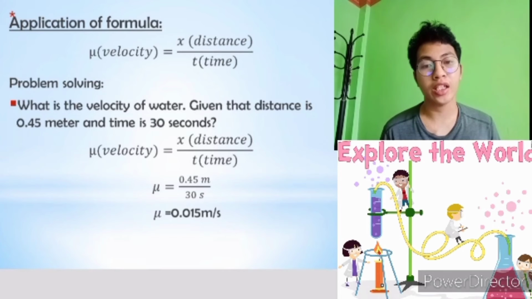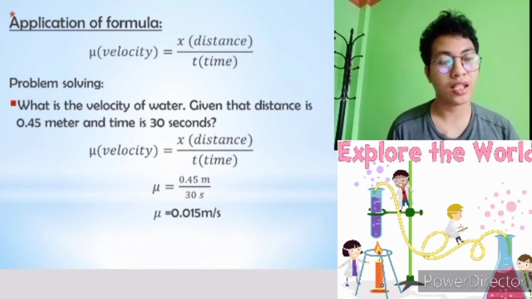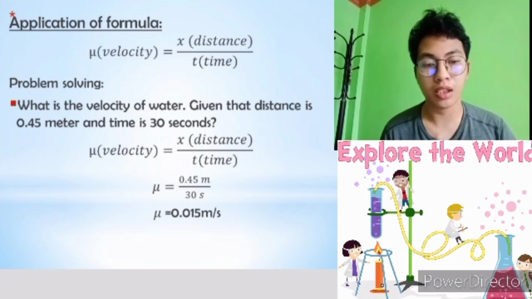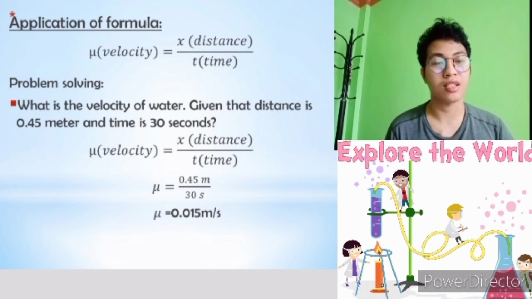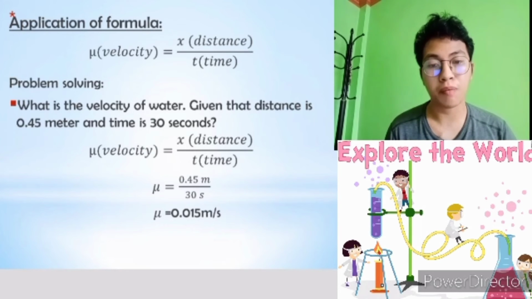So we have here the problem solving. So what is the velocity of water given that the distance is 0.45 meters and time is 30 seconds? So, given na dito ang tinatawag nating distance, which is 0.45 meters and time na 30 seconds.